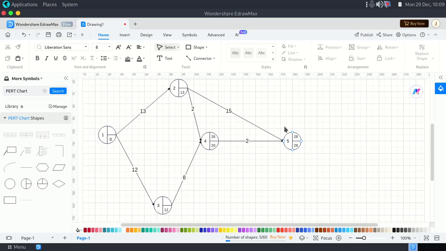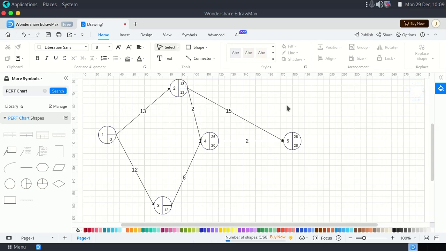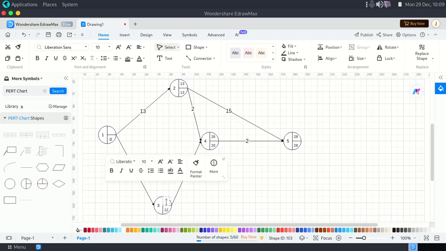Now, why have I said before even going there? It's because 4 is giving 2 and 5 is giving 2. So if we say 26 minus 2, the answer is 24. But what about 28 minus 15? The answer is 13. So we put 13 there because it's our minimum value when it comes to the backward pass. Now, let's say 26 minus 8. We get 18. So I'll put 18 here.